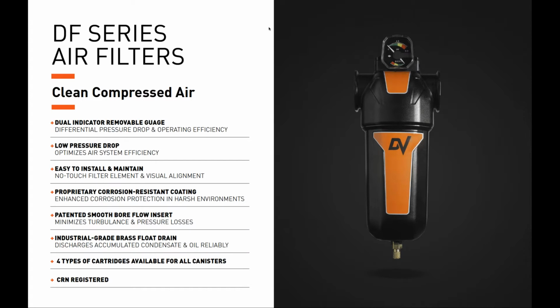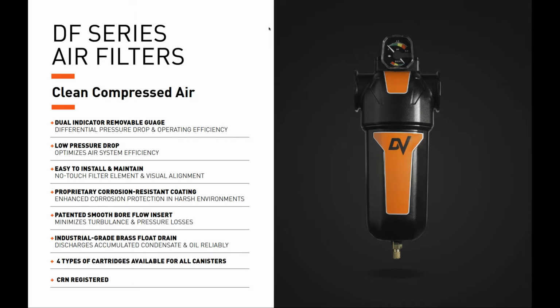Let's discuss DF series air filters' features and benefits. DF series air filters have a high effective filtration area and a high dirt holding capacity. DF series air filters feature a removable dual indicator gauge that displays the filter's differential pressure drop and operating efficiency. The removable gauge is isolated from the rest of the filter and does not impact pressure drop. DF series air filters have a very low pressure drop and optimize air system efficiency.